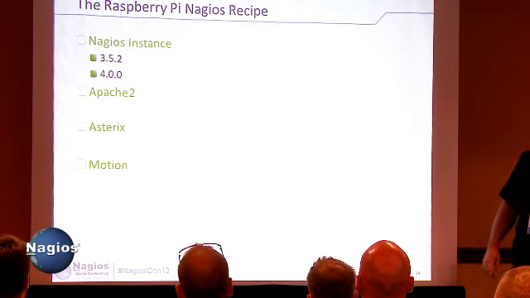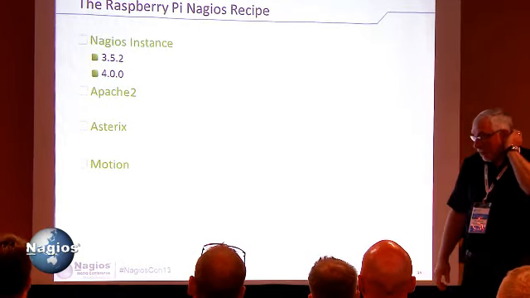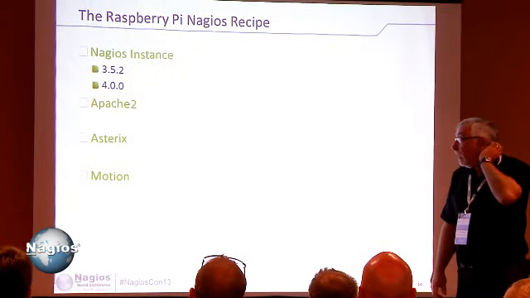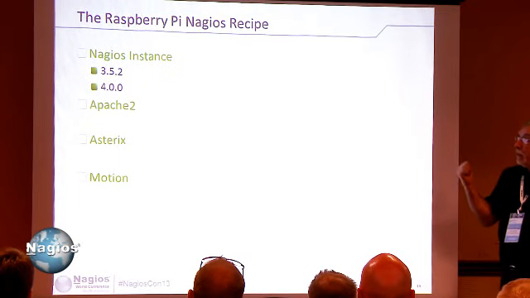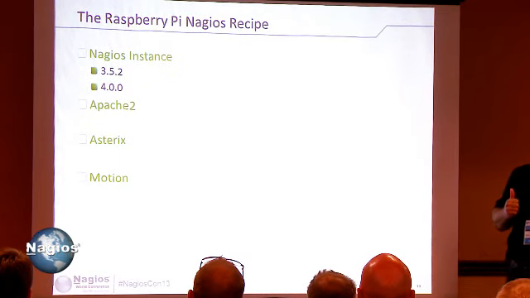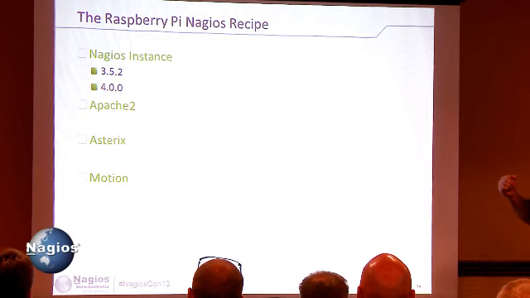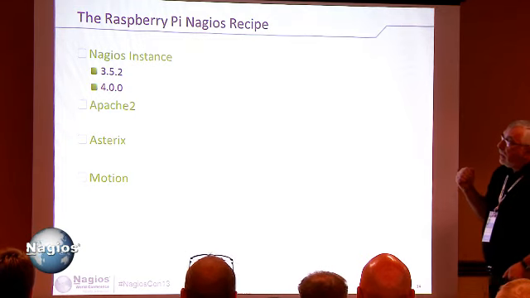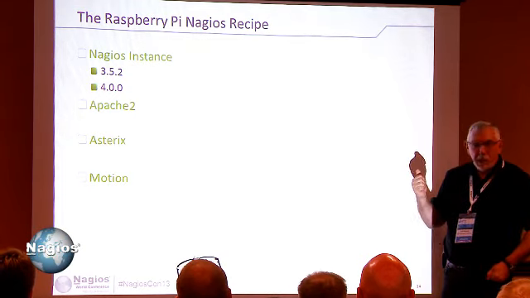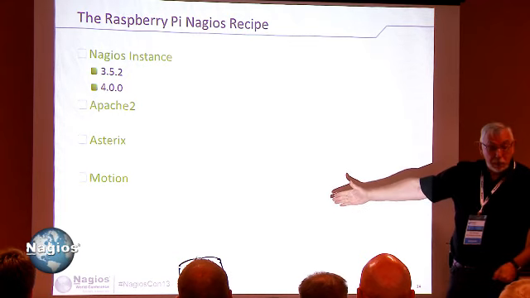So this is the recipe really. It's kind of changed yesterday. We've got a Nagios instance, which was 352, but after the welcome evening, I staggered drunkenly back to my room and built 4. So there you go. Apache 2, I think you're thinking Asterisk and Motion.